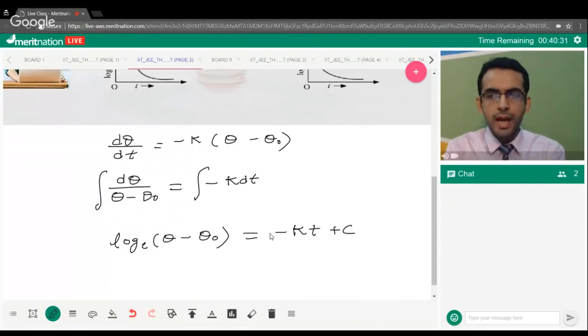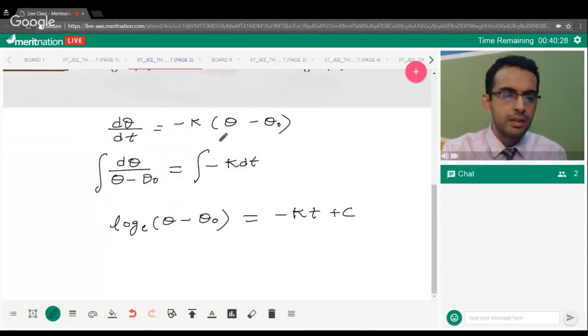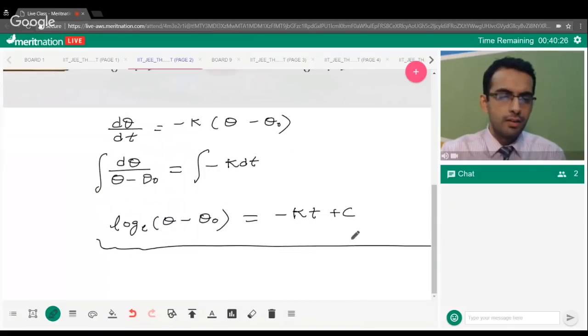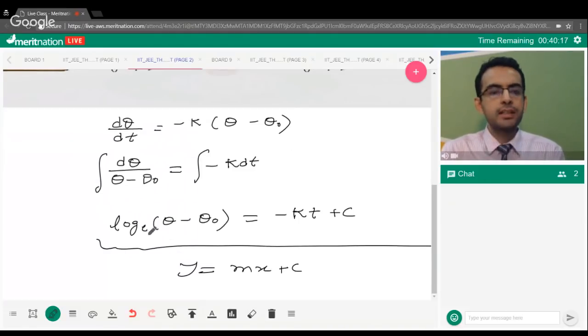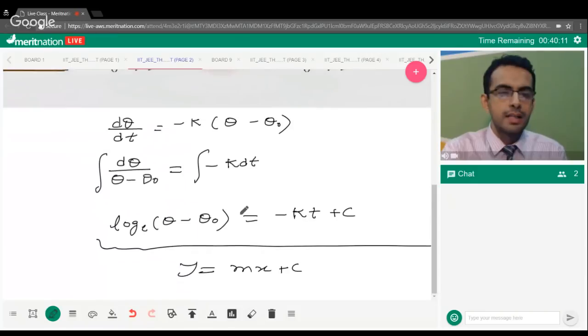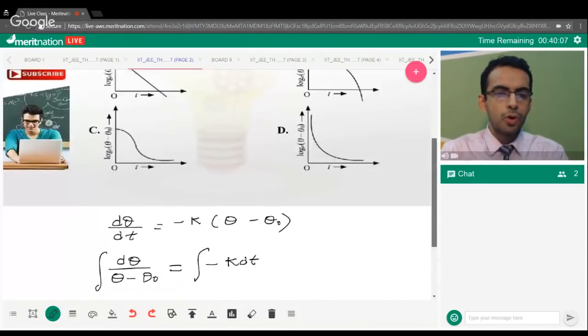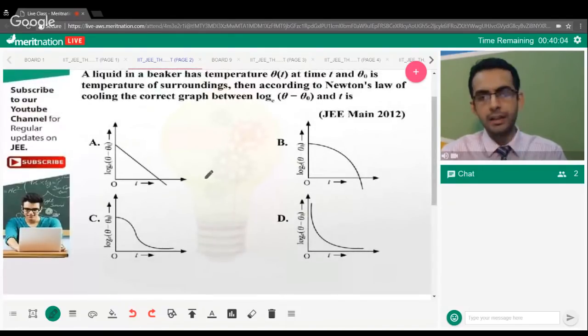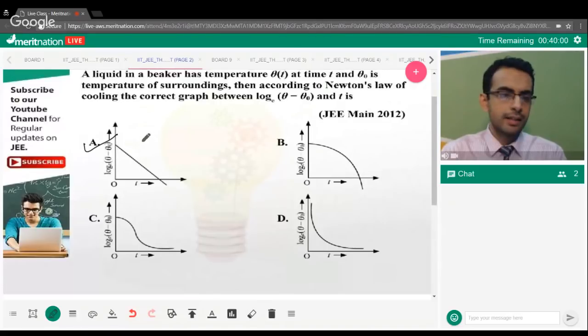So students, you can recognize this equation as the equation of a straight line like this, y is equal to mx plus c. So that means log base e of theta minus theta naught is equal to minus kt plus c. So they represent actually a straight line having negative slope. Okay, so negative slope. So only one option is there, that's a straight line, and that's option A. So that's the correct answer.